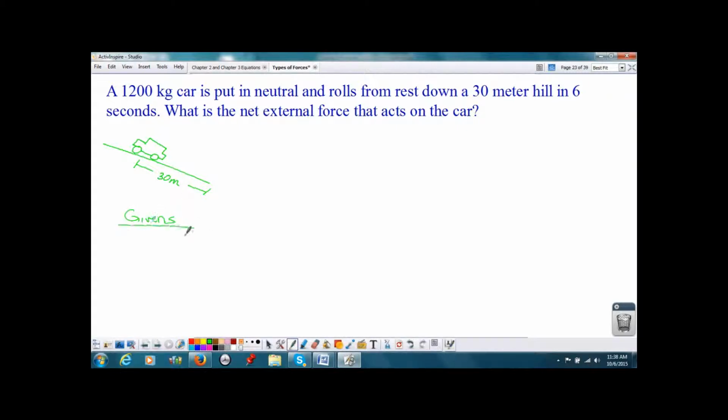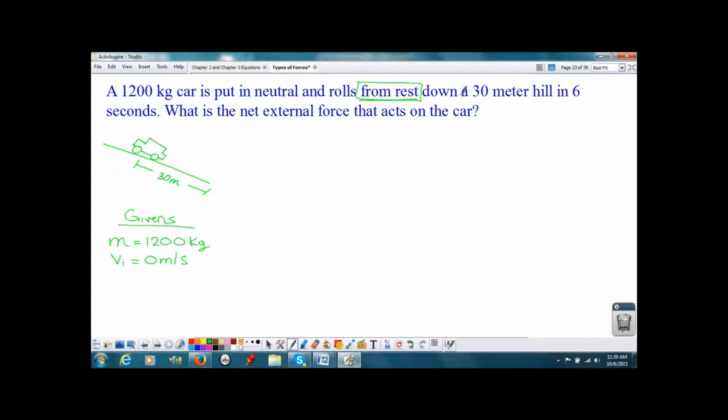Or list our givens anyways. So we know we've got a 1,200 kilogram car. Well, that is the mass of the car. So the mass of the car is 1,200 kilograms. It is put in neutral and rolls from rest down a 30-meter hill in 6 seconds. From rest, we got to remember that from before. It's starting with a velocity of 0. So from rest means the initial velocity is 0 meters per second.